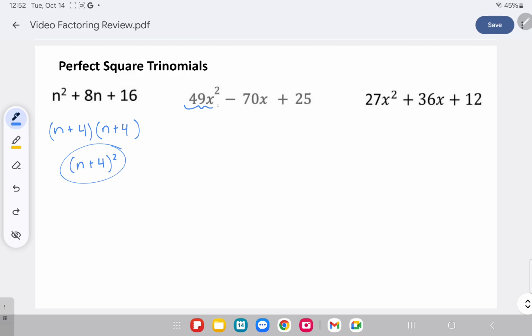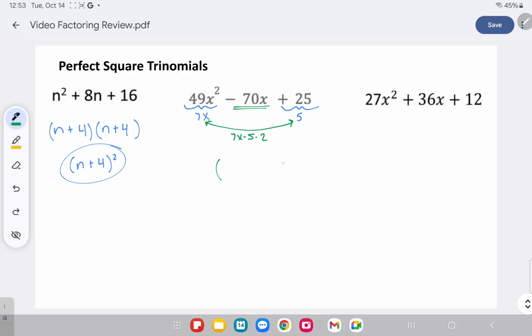Is 49x squared a perfect square? It is. Square root of 49 is 7. Square root of x squared is x. Is 25 a perfect square? It is. The square root of 25 is 5. But here's how you check it for real. If you multiply these together and double it, it should equal that middle term. So 7x times 5 is 35x. Double it to get 70x. That's what makes this a perfect square trinomial.